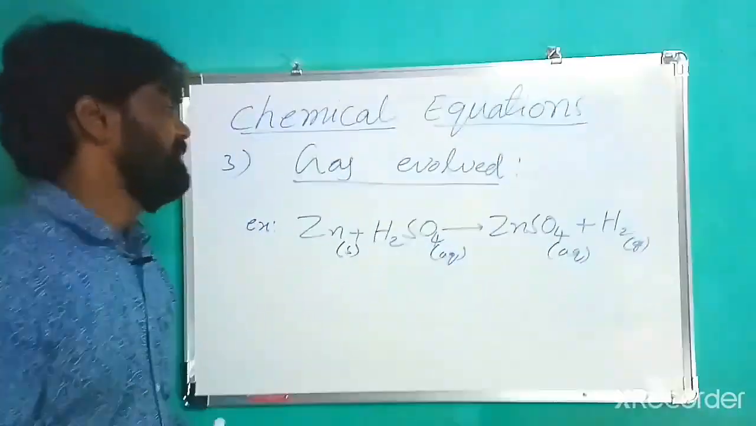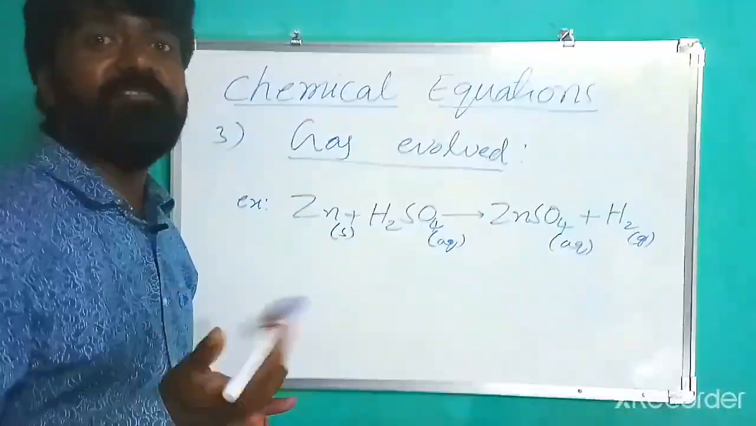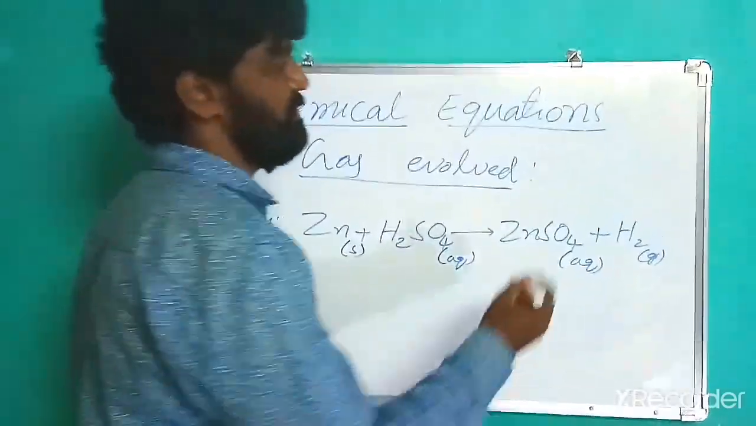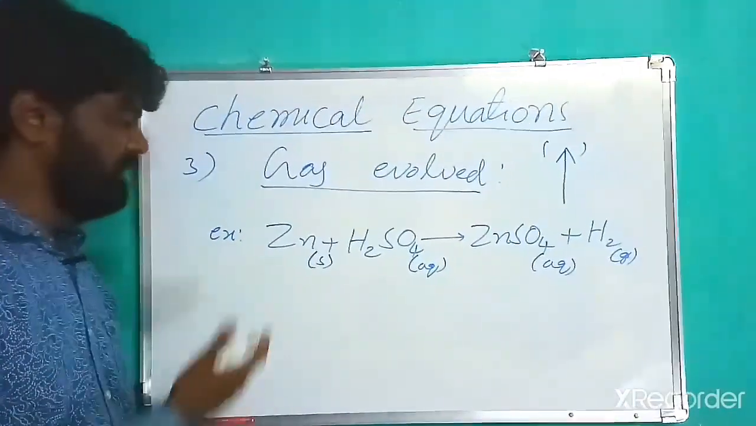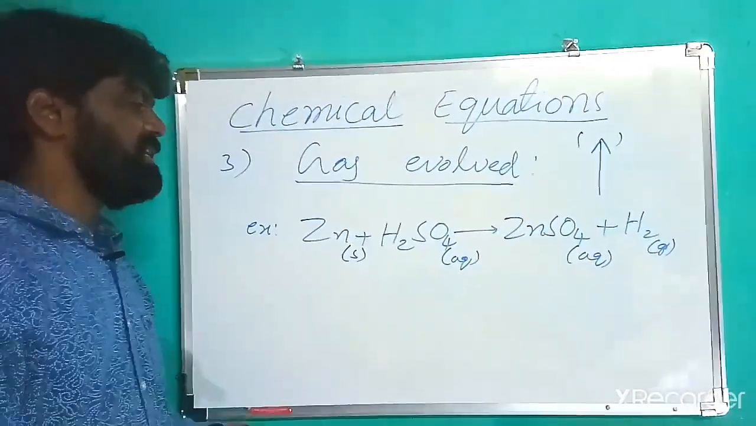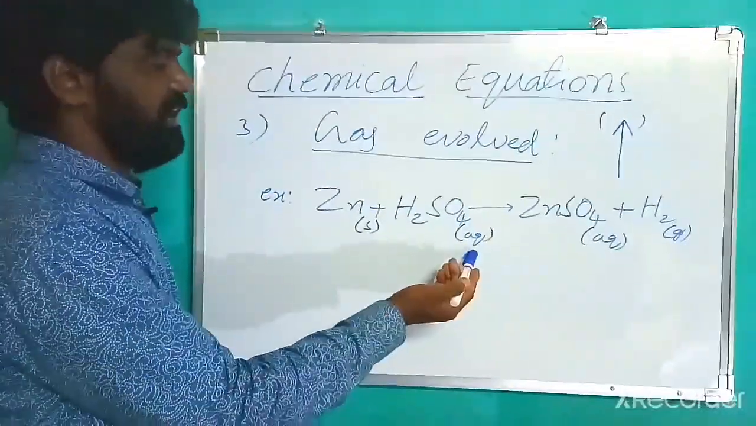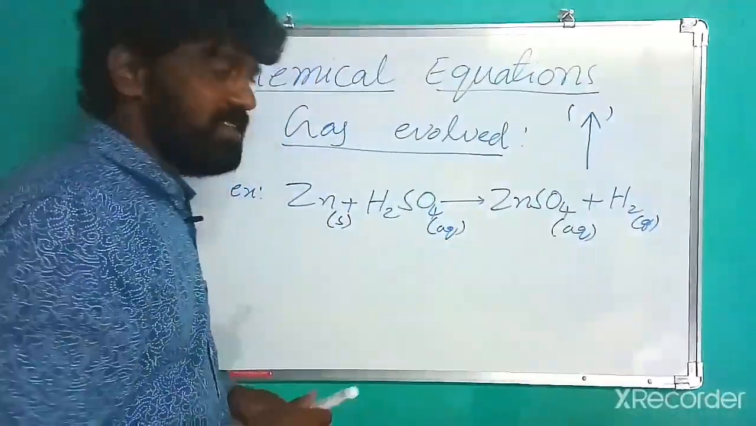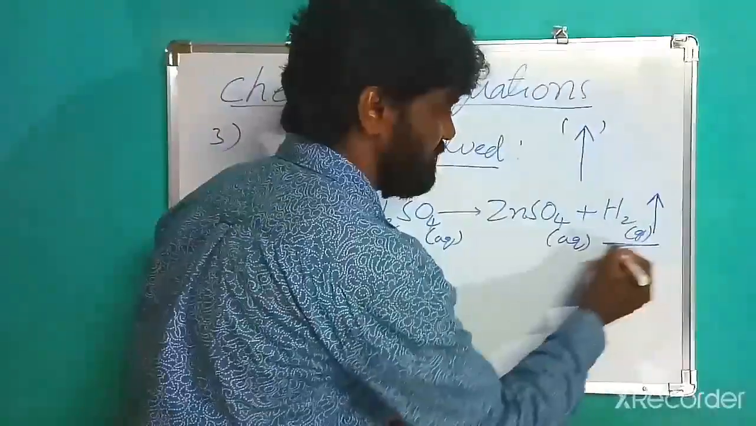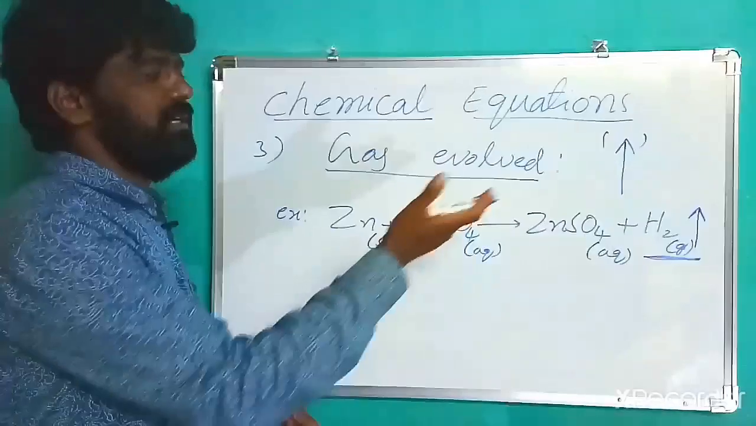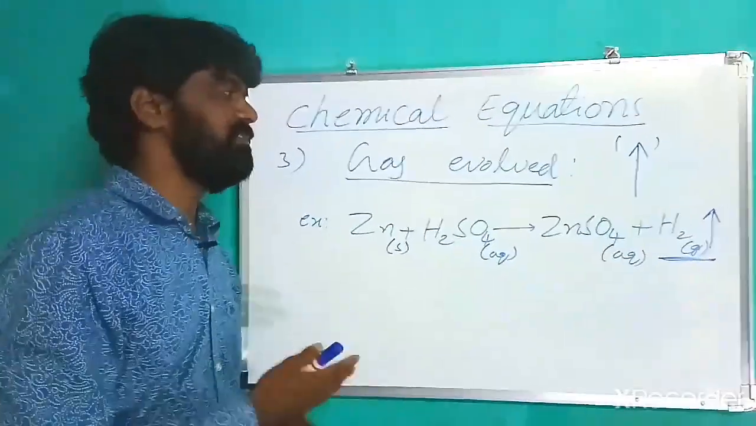the third one is expressing gas evolved. In any equation, if gas is evolved, how to express it? We express it with this notation, that means an upward arrow mark. Let us see this example, Zn plus H2SO4 gives ZnSO4 plus H2. Here it is solid, aqueous solution, and gas. Gas we represent with an upward arrow mark like this. In any balanced equation, if we see the upward arrow mark, that means it is gas only.